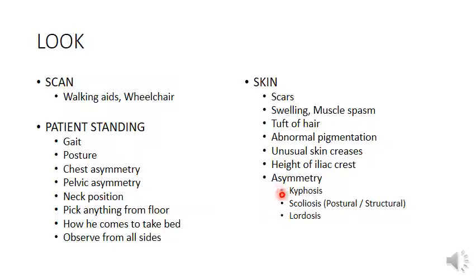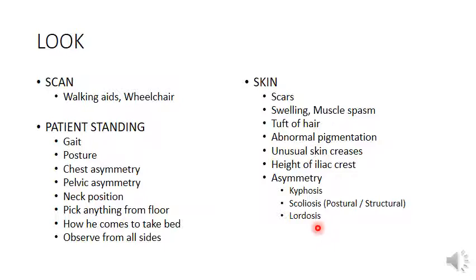Kyphosis, you know, is an anteroposterior curvature of the spinal column. Scoliosis is a lateral curvature. Sometimes scoliosis can be postural, so you can ask the person to bend down, and usually if it is a postural one, the scoliosis will disappear. But the structural scoliosis will not disappear even if the patient bends down.